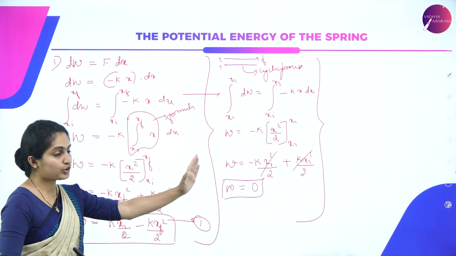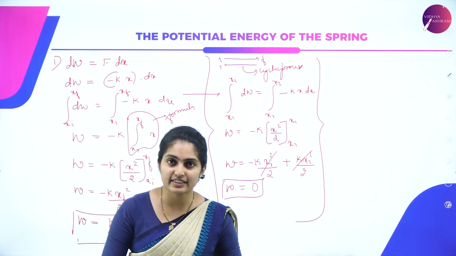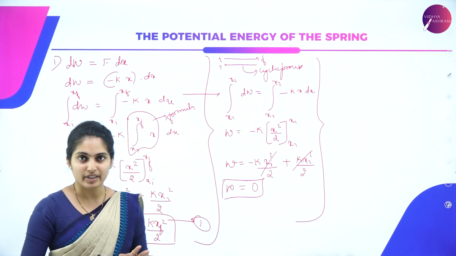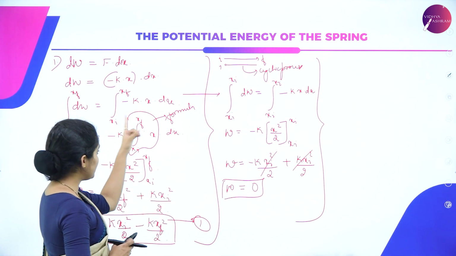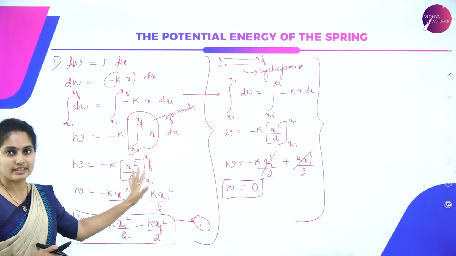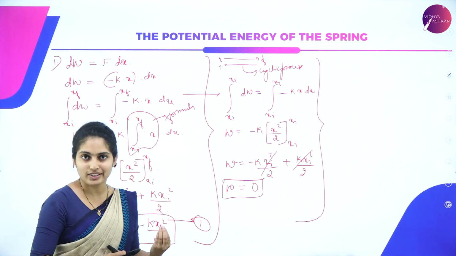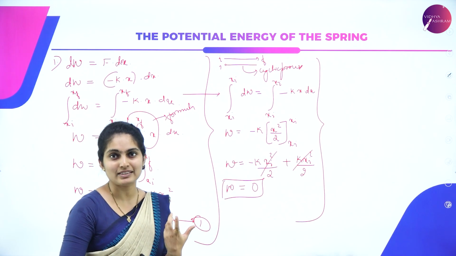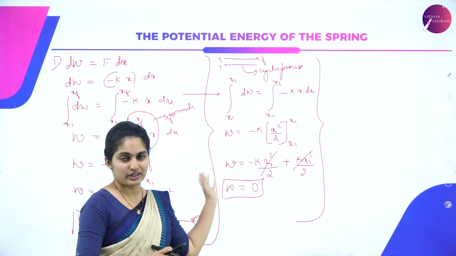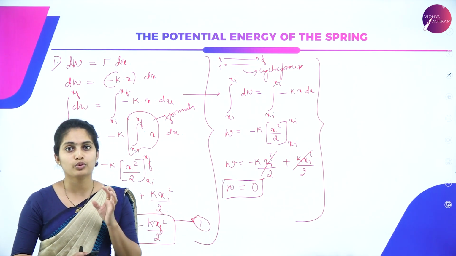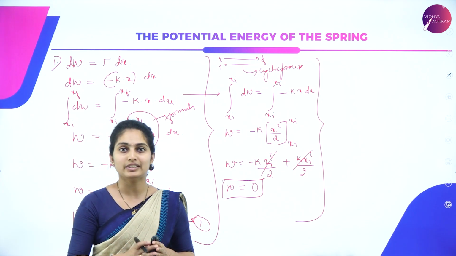Because of these two sets of derivations, we get to know that the force of a spring is said to be position dependent. The force depends upon the position, and the work done here depends upon the initial and final condition. The work done from initial to initial condition is said to be 0. That means in a cyclical process, the work done by a spring is said to be 0. These are the conditions for you to say it is a conservative force. The spring is a conservative force in nature.